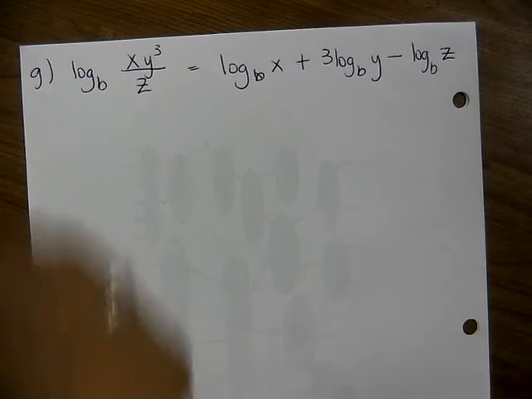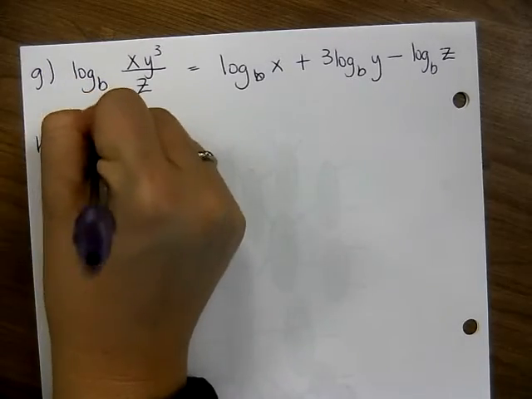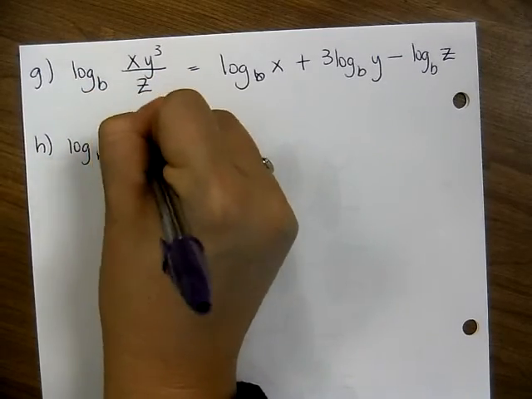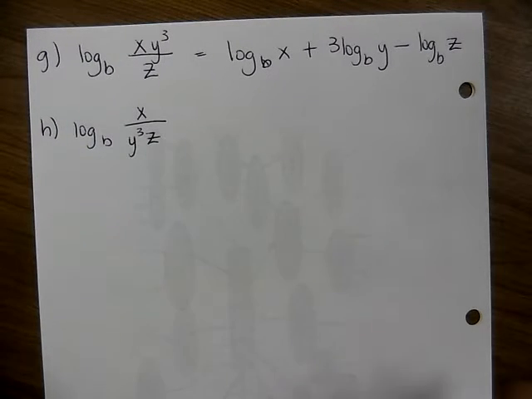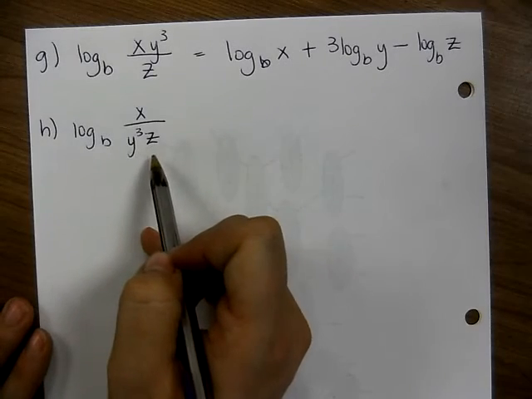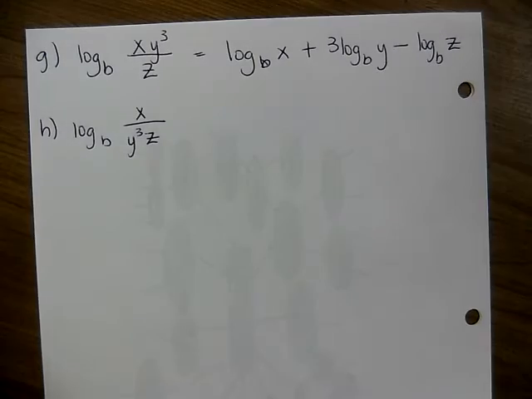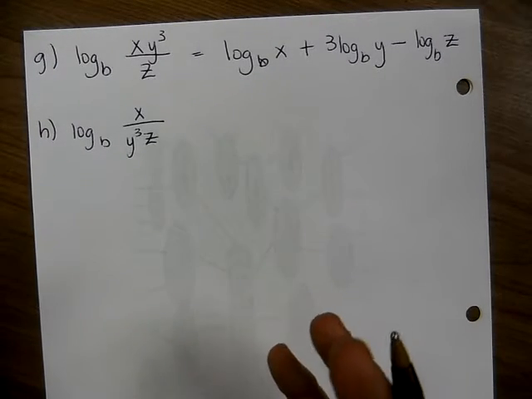Okay, now I'm going to change it. So now, let's say we had log base b of x over y cubed times z. Okay, we're going to do this one together. Any thoughts on what's going on here? Everybody agree we're going to have some subtraction going on? How about some addition? So down here we're multiplying, right? This y cubed times z. This is being multiplied together, but the whole thing is in the denominator, right?